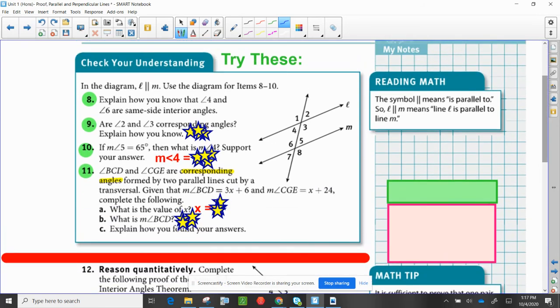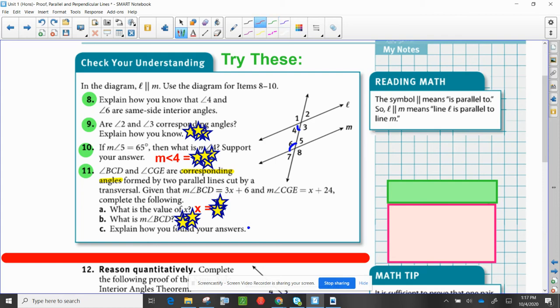Okay, so it says in 8, explain how you know that angle 4 and angle 6 are same side interior angles. So if we look at here, they tell us that line L is parallel to M. Okay, and they're cut by a transversal. So that tells me that we have those 8 unique angles that are made when we have parallel lines cut by a transversal. So how do we know if angle 4 and angle 6 are same side interior angles?